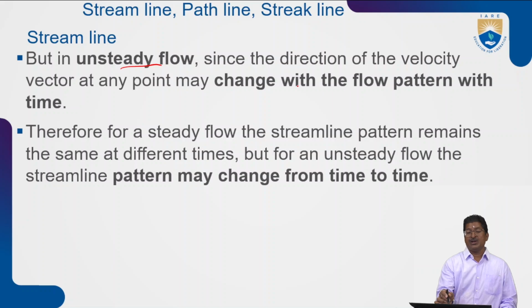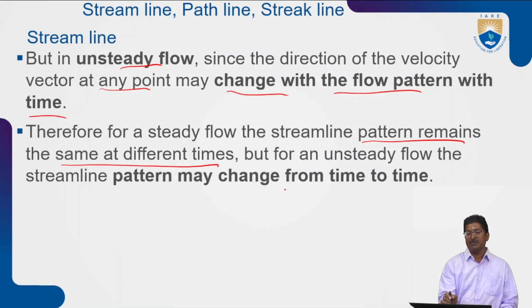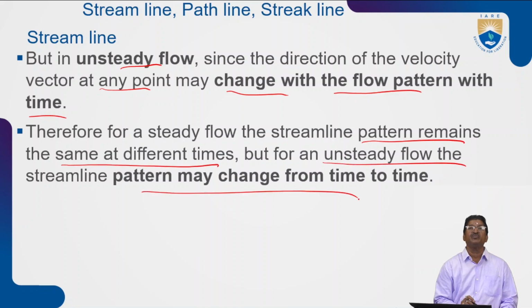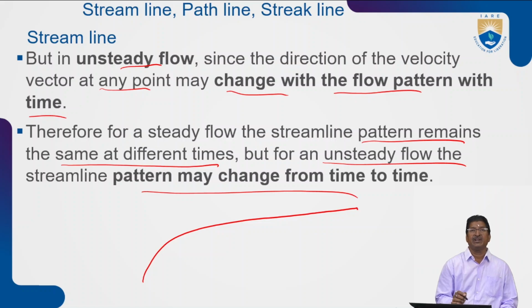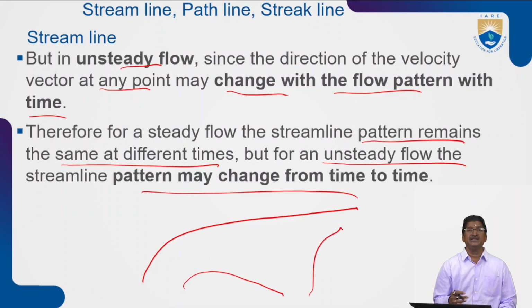But in unsteady flow, the direction of velocity at any point may change with time, so the flow pattern is changing because it is an unsteady flow. Therefore, for steady flow the streamline patterns remain the same at different times, but for unsteady flow they change from time to time. Okay, this is the flow pattern. If the flow pattern is not changing from time to time, it is a steady flow. If it is not steady, that means unsteady flow, the flow pattern will differ. It can go like this, it goes like this. So the flow pattern is different.